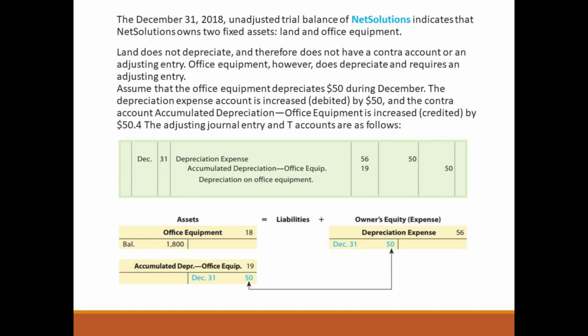The December 31st, 2018 unadjusted trial balance of Net Solutions indicates that Net Solutions owns two fixed assets, land and office equipment. Land does not depreciate and therefore does not have a contra account or an adjusting entry. Office equipment, however, does depreciate and requires an adjusting entry. Assume that the office equipment depreciates $50 during December. The depreciation expense account is increased or debited by $50, and the contra account, accumulated depreciation of office equipment, is increased or credited by $50. This is the adjusting journal entry and the accounts for the depreciation.